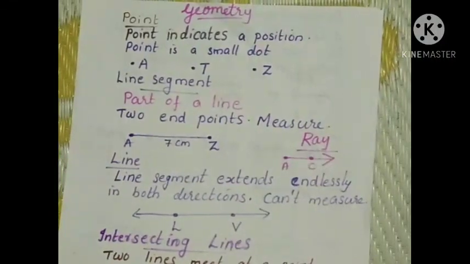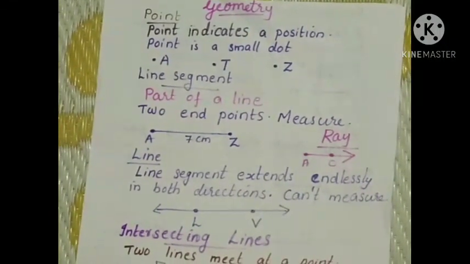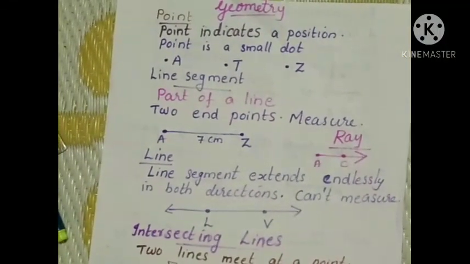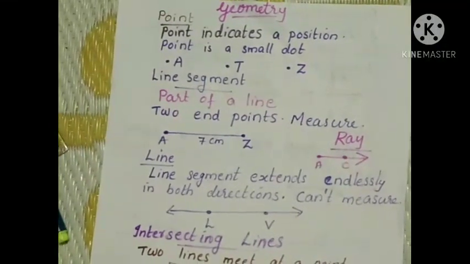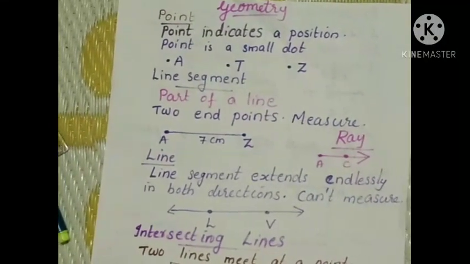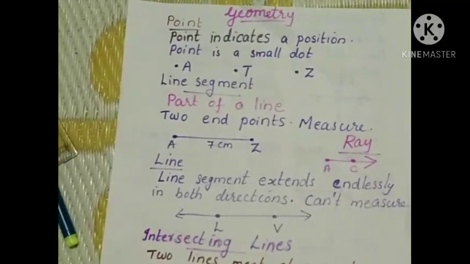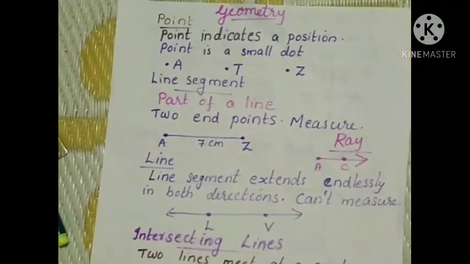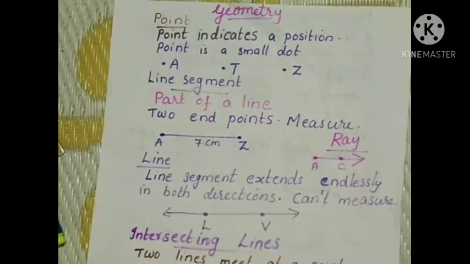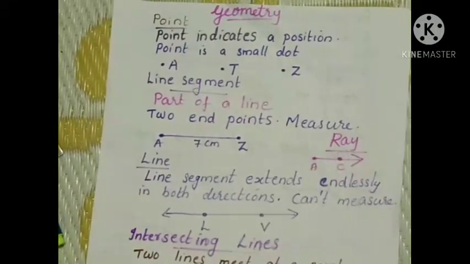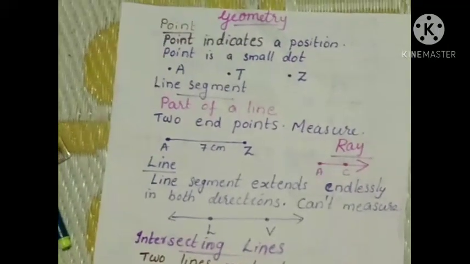We can name it with capital letters. Only one letter, like point A, point T, point Z. Any letter from A to Z we can use for naming a point. Point indicates a position. Point is a small dot. We can represent each dot with a capital letter.